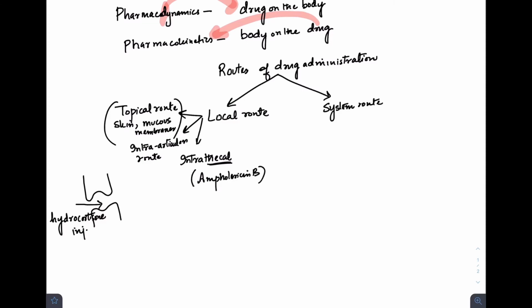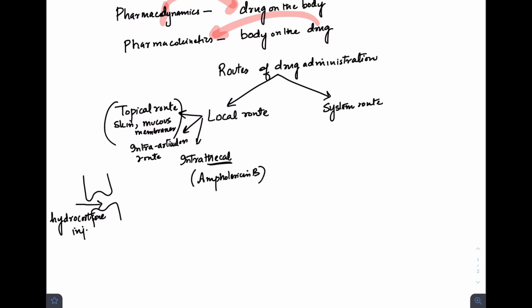So local routes I can further divide into topical route, intra-articular route, intrathecal route. Topical means when I am administering the drug directly to the skin or to the mucous membranes. Intra-articular means I am putting the drug in between the joints, for example, a hydrocortisone injection to decrease the inflammation. For the intrathecal route, I can give a drug, for example, amphotericin B.